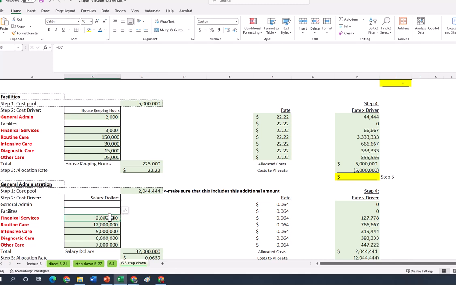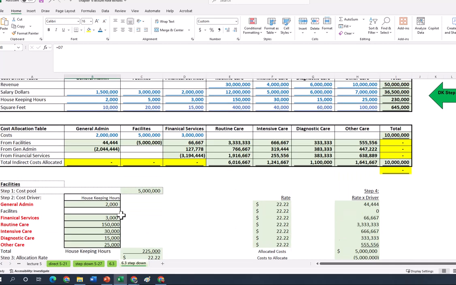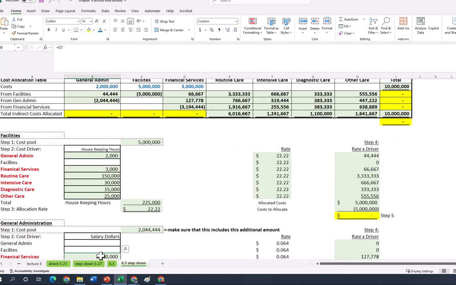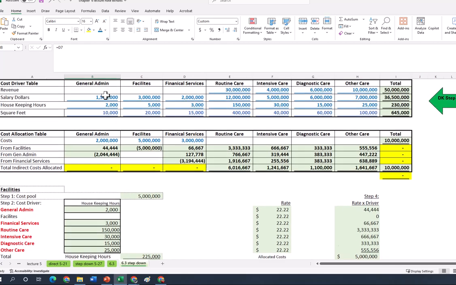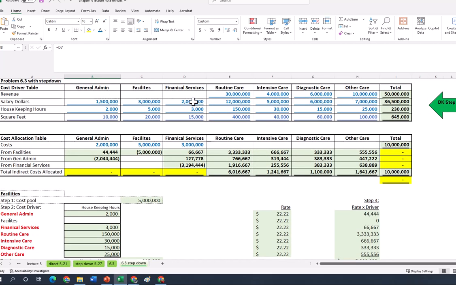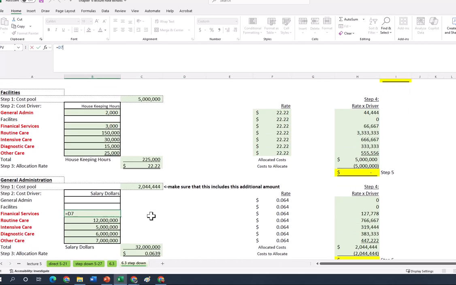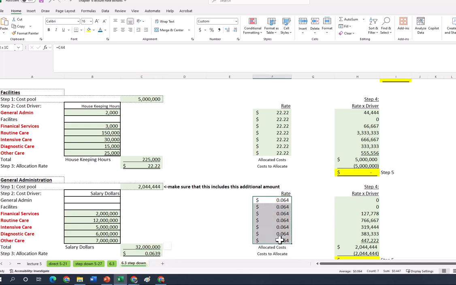So that stays blank. Facilities is not applicable because we're going downstream. We have financial services. We said it would be salary dollars. So we've linked to salary dollars. Link D7. D7. There it is. And again, we've linked to the salary dollars of each department. We've totaled the driver. We get the rate. We've gone ahead and brought that rate over. So we can take it down a notch.